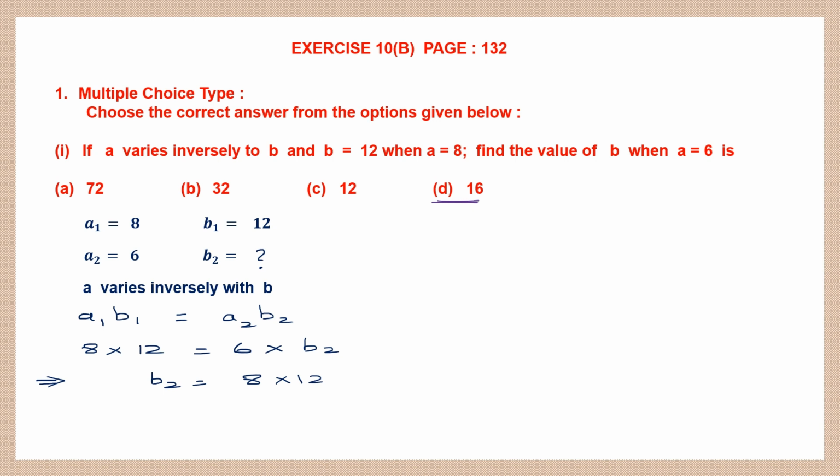We carry 6 to the other side, it becomes division. Now we will cancel. 6 2s are 12 and multiply 8 into 2. 8 into 2 is 16. That means the value of B when A is 6 is equal to 16. So this is our answer.